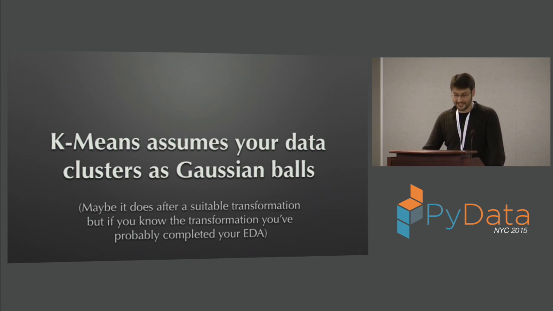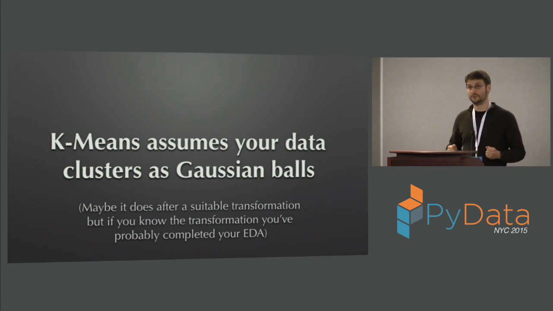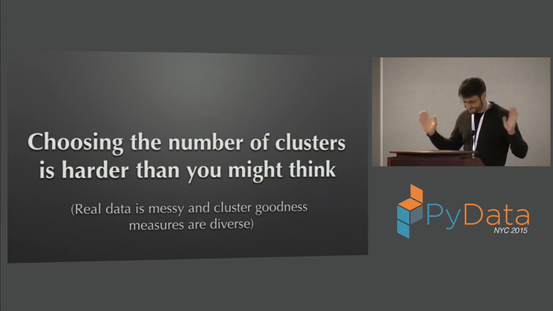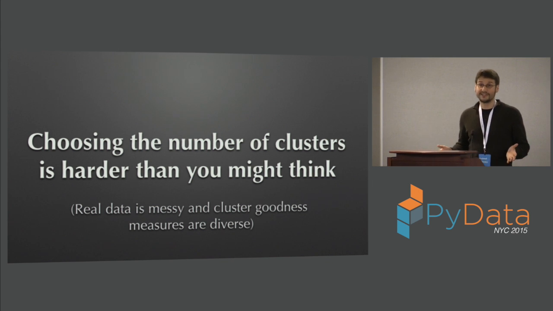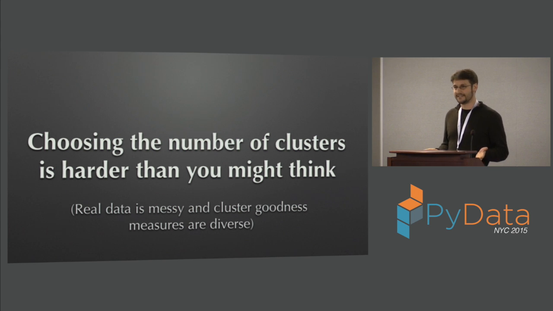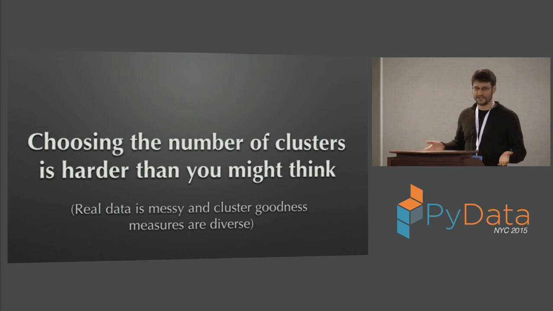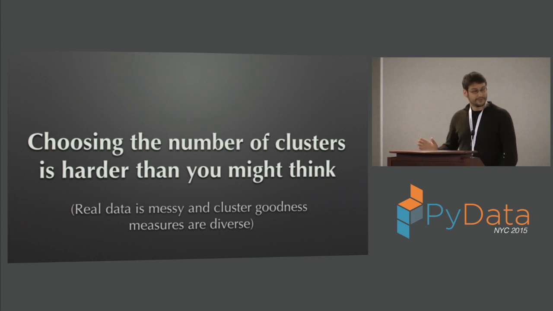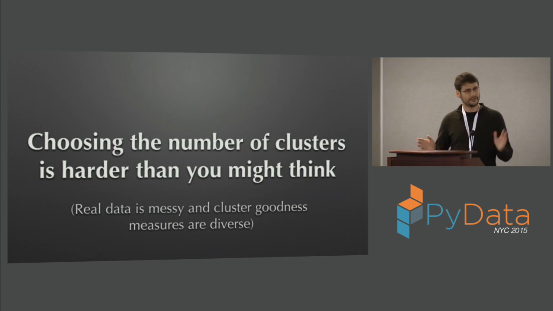K-means also assumes that your data is going to cluster into nice Gaussian balls. Now, that's probably true if you do the right transformation on your data to get it in the right form. But if you can do that, you're probably already done because you understand your data really well. So that's probably not the case. And choosing the number of clusters for k-means, that's a lot harder than you think. Real data's messy, and yeah, there are cluster goodness measures, but they're diverse and often wrong. So there's really no good way to get a handle on what the number should actually be, other than kind of guessing.